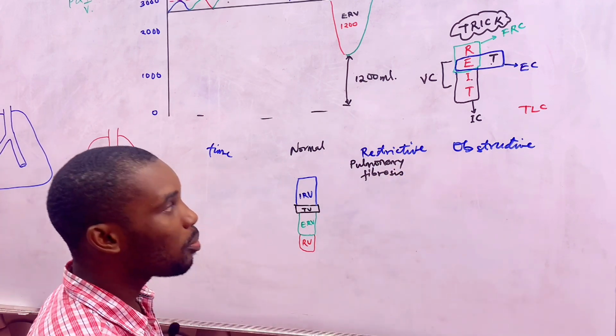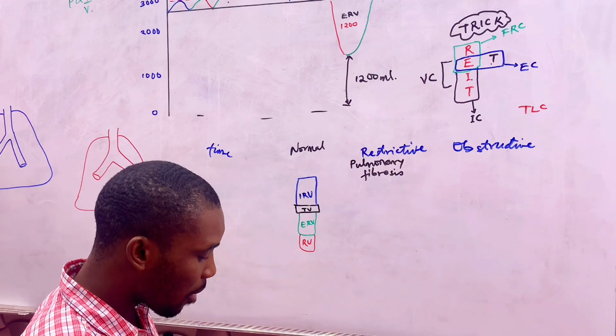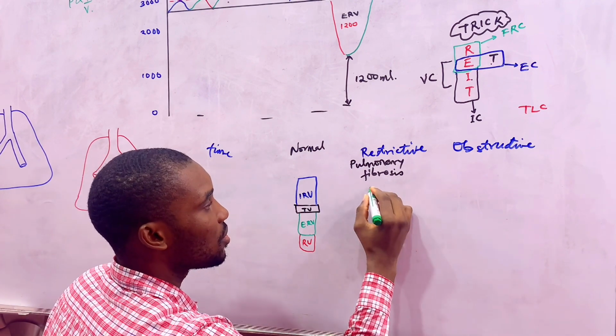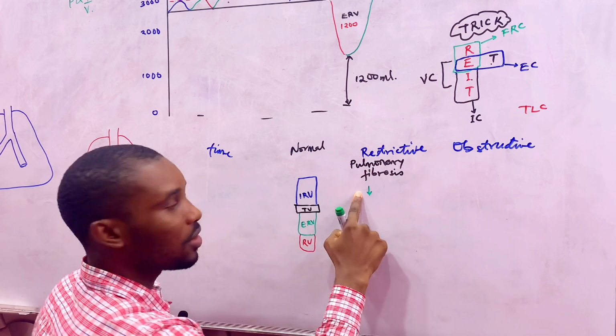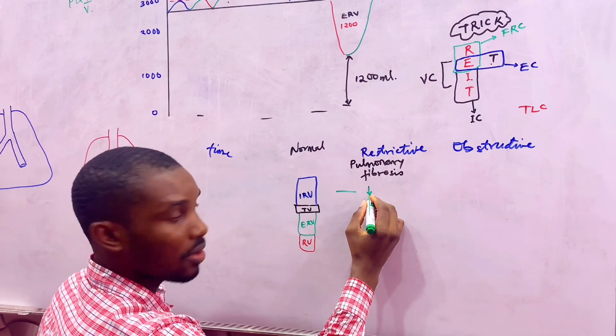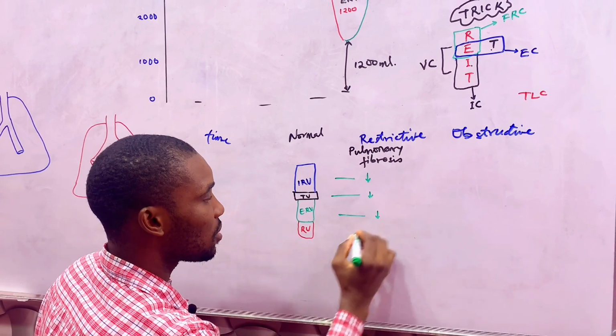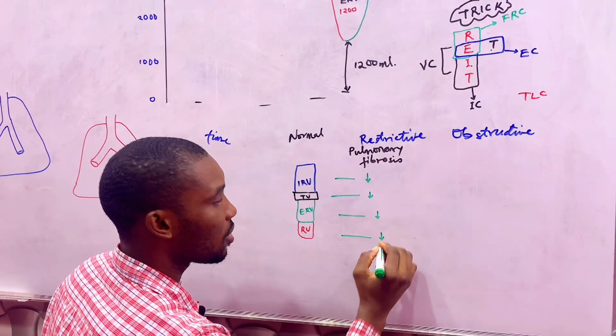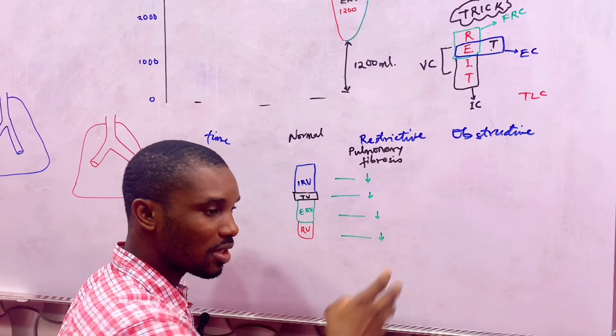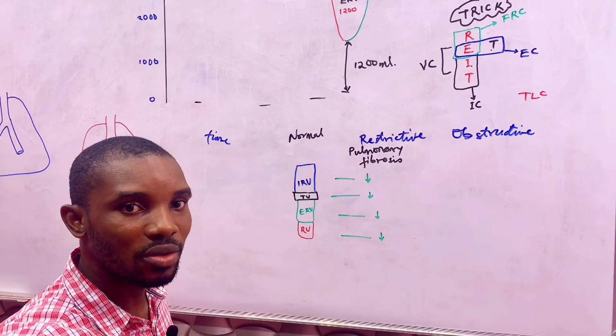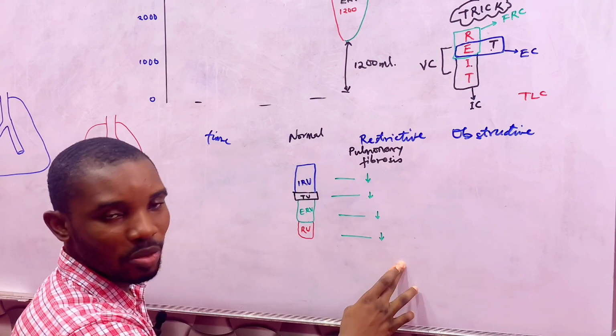All right. And then in restrictive lung disease, what happens? Everything is reduced. So inspiratory reserve volume is what? Reduced. Tidal volume is what? Reduced. Expiratory reserve volume is what? Reduced. Then residual volume is what? Reduced. So because of the fibrosis, the lung cannot expand to take in so much air. And then all your lung volumes are decreased.